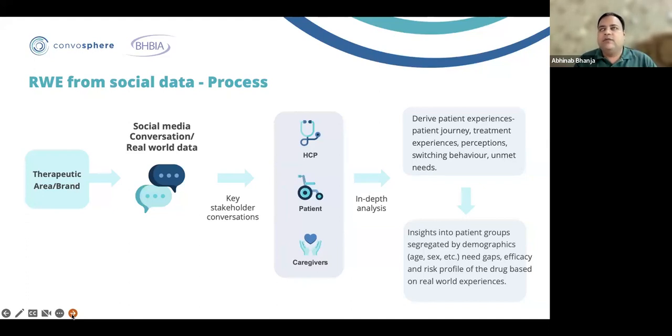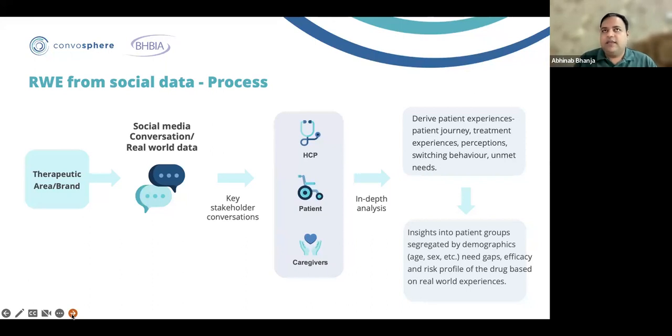In RWE, we will always typically look into patient-centric conversations, which can be authored by the patient, caregivers, HCPs, PAGs. But it needs to be patient-centric because we are trying to capture the patient's point of view. Once we have that data, we do a deep dive analysis around experiences, journey stages, treatment experiences, perceptions, switching behavior, unmet needs. Those are the standard things that we analyze.